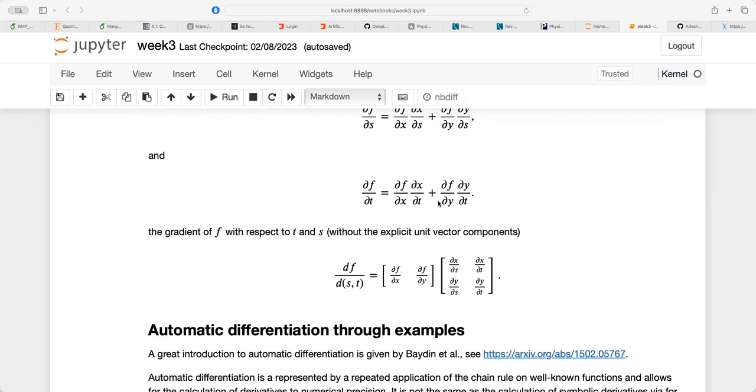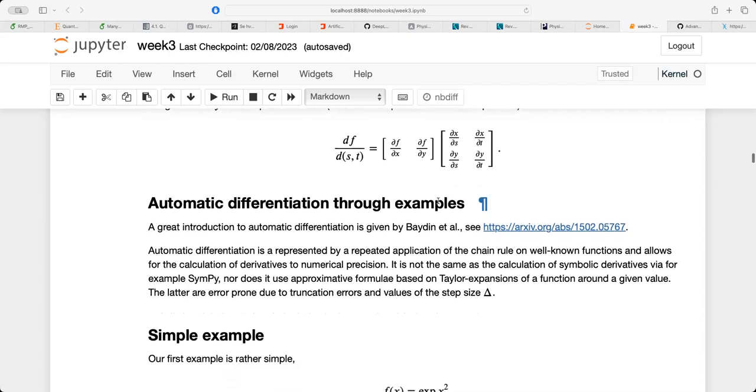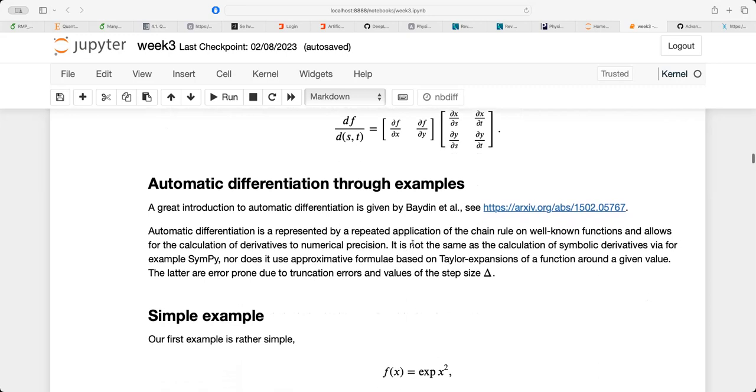And if you wish to dive a little bit deeper, there is a paper by Baydin et al., which I've actually borrowed a lot of material from. So automatic differentiation is given by a set of repeated applications of the chain rule.